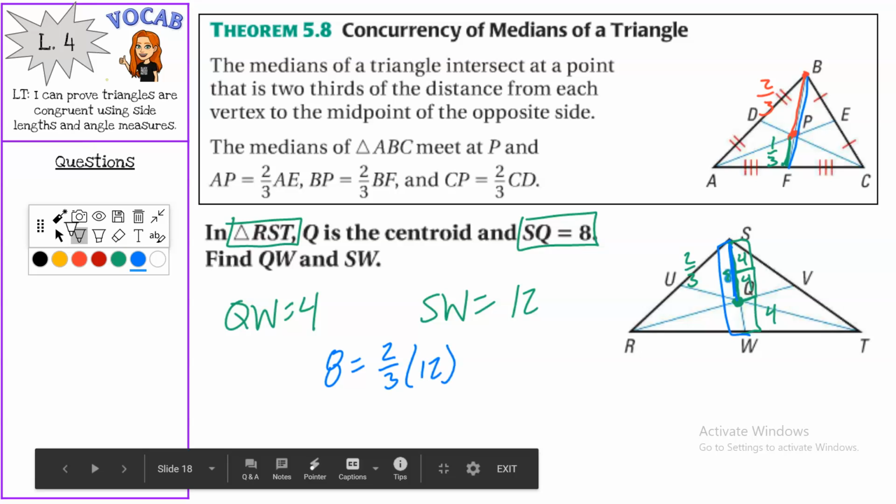Well, 2/3 times 12, we would do 2/3 times 12 over 1. 2 times 12 is 24. 3 times 1 is 3. 24 divided by 3 is 8. Does 8 equal 8? Absolutely.